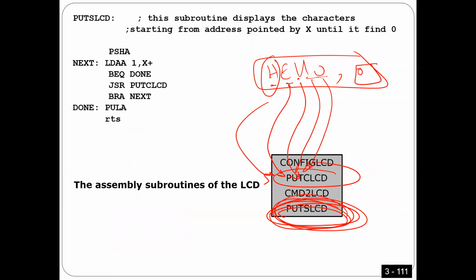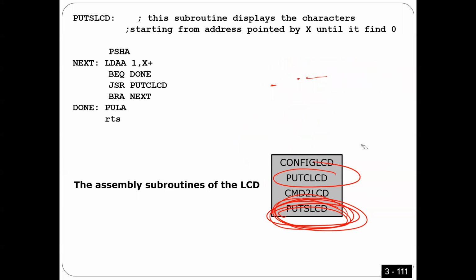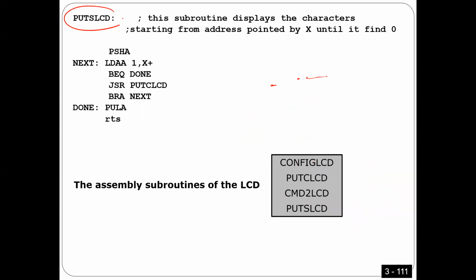So this is how we program this subroutine here, guys. Put string LCD. Look how it is programmed. So number 1 here, as you see, I'm going to read the location pointed by X, and then I'm going to increment X, right?